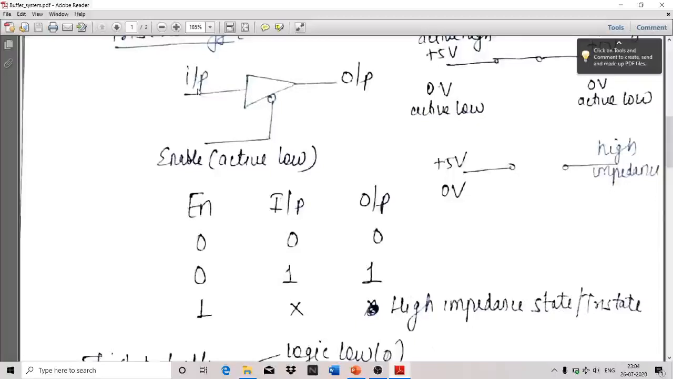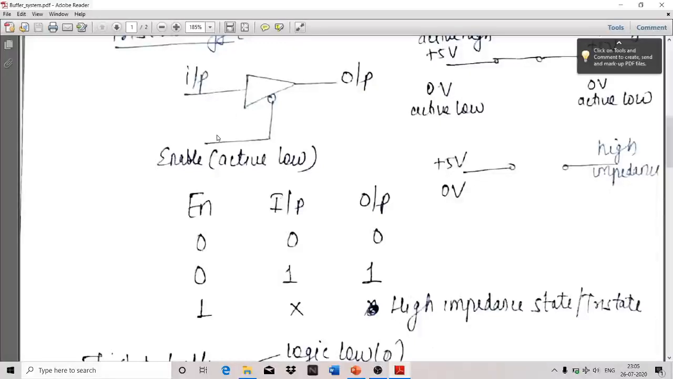Now a tri-state buffer. This tri-state buffer has 3 pins, that is input pin, output pin and the enable pin. From here you can see that enable is an active low pin. It means that you have to provide enable as 0. Only then will there be a connection between input and output. Now if you provide enable as 1, there will not be any connection.